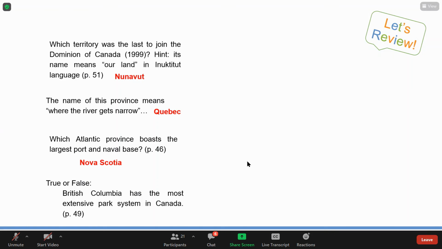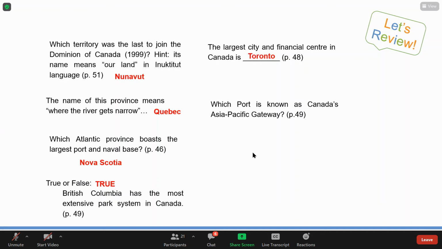So British Columbia has the most extensive park system in Canada. Is it true or false? True, and that's page number 49. The largest city and financial center in Canada is? Toronto. That's correct, page number 48.